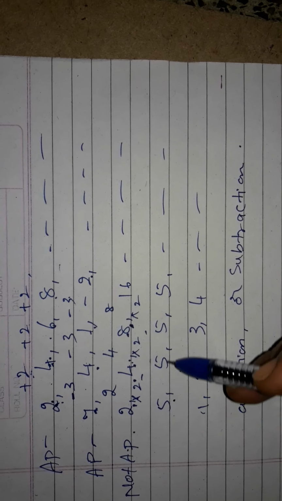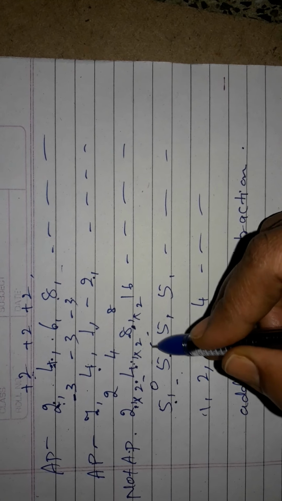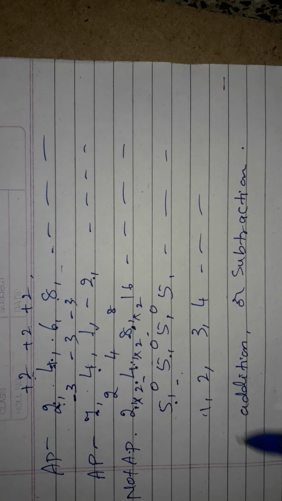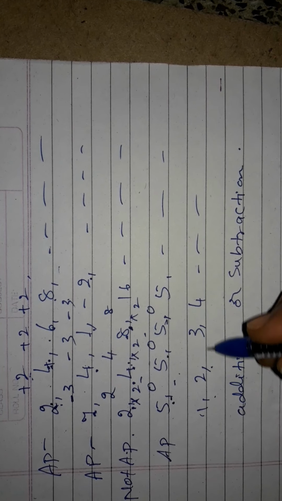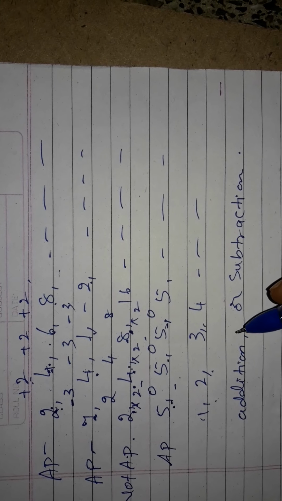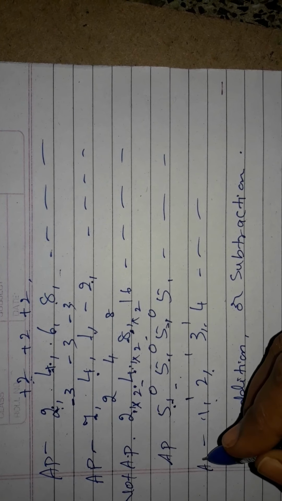Next, 5, 5, 5, 5. Here also it is an AP because I am adding 0 to get the next terms. Therefore it is also in AP. 1, 2, 3, 4 is the set of natural numbers. We are adding 1, 1, 1. Therefore it is also in AP.